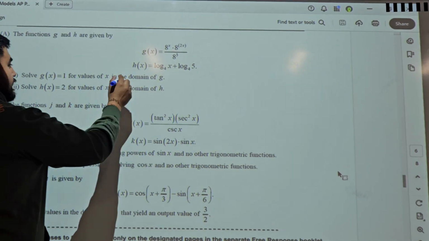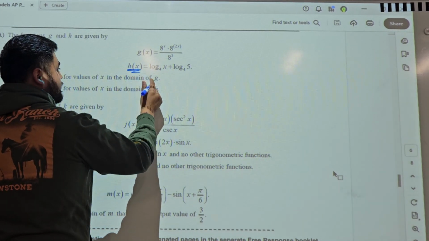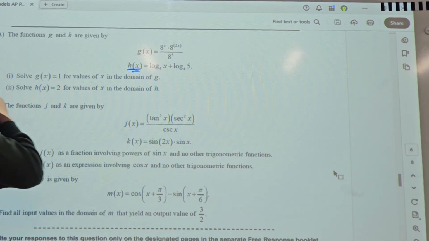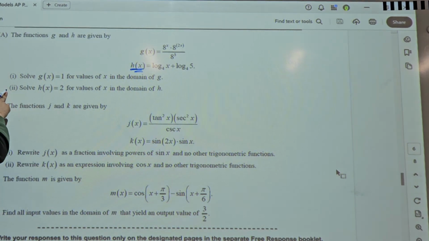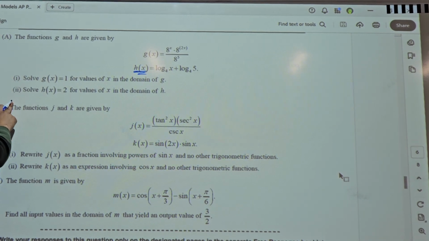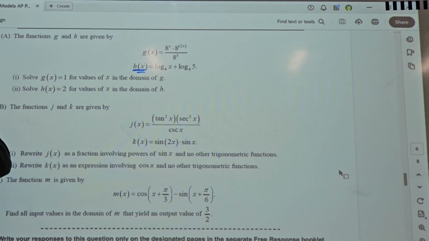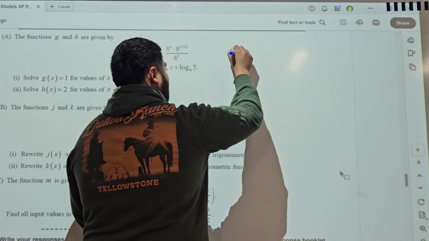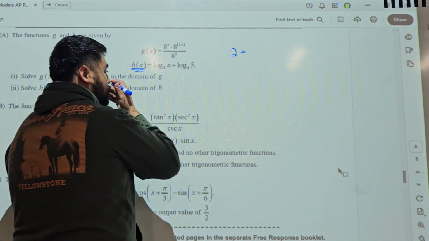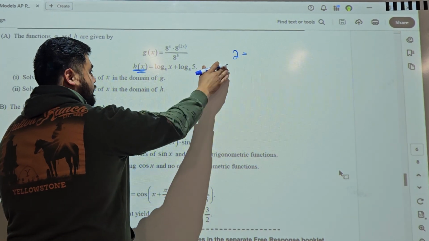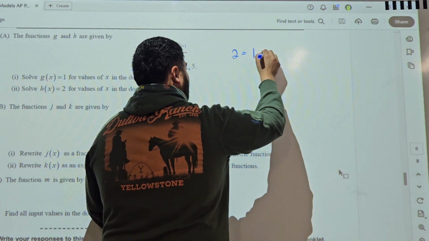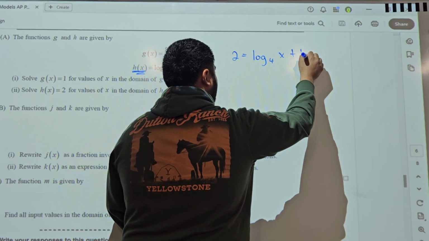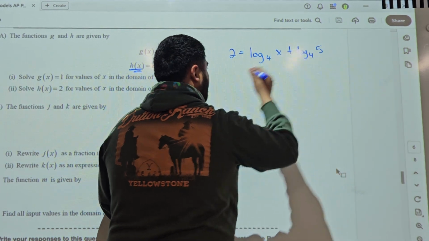So look at h of x. H of x has a log with the base of 4 x plus log with the base of 4, 5, right? But then if you keep reading on part A, here it tells you that h of x is also equal to 2. So now the setup, instead of just having the logs by themselves, the setup is now going to be having the logs equal to 2. Log with the base of 4, x plus log with the base of 4, 5.